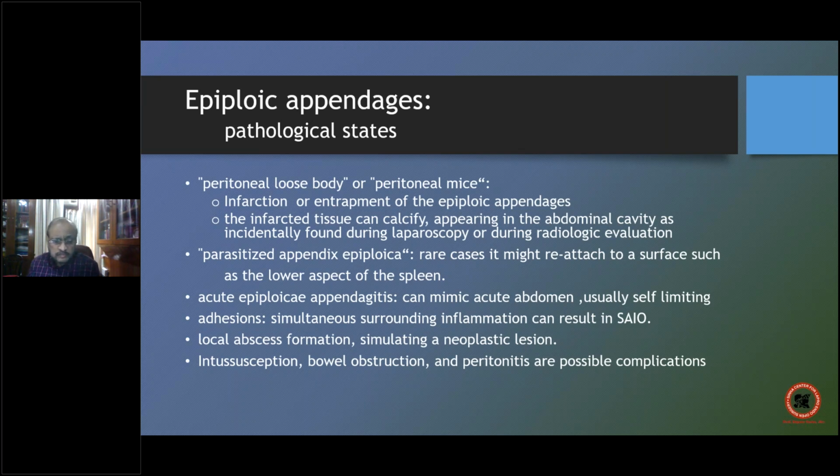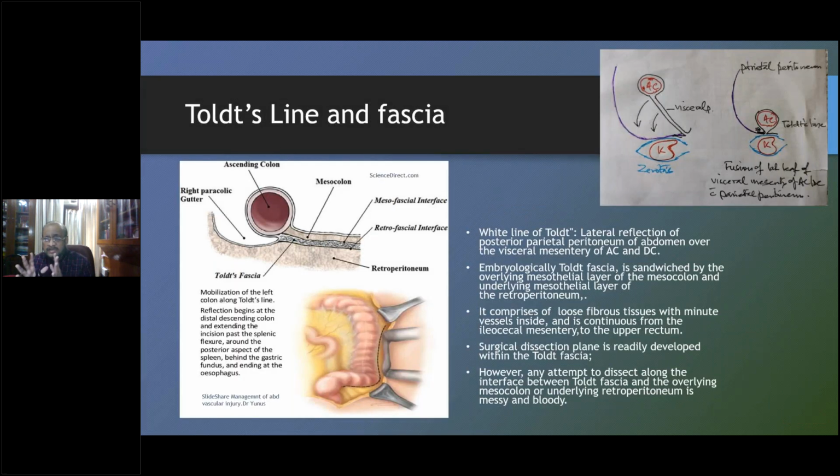It can also be responsible for adhesions. Simultaneous surrounding inflammation can result in colonic obstruction. It could be responsible for local abscess formation, simulating a neoplastic lesion, or it could be a starting point of an intussusception leading to bowel obstruction and peritonitis. They are all possible complications of a pathological state of the epiploic appendages, which we really didn't know until now.